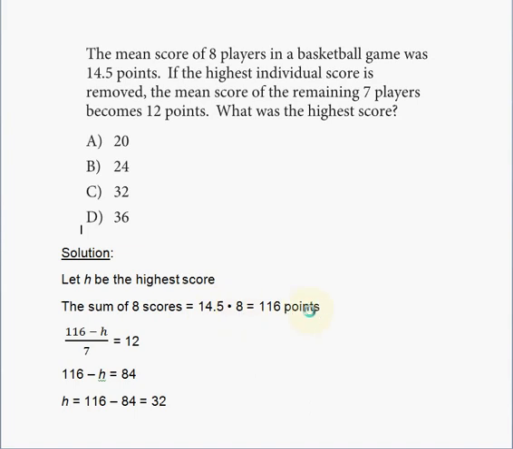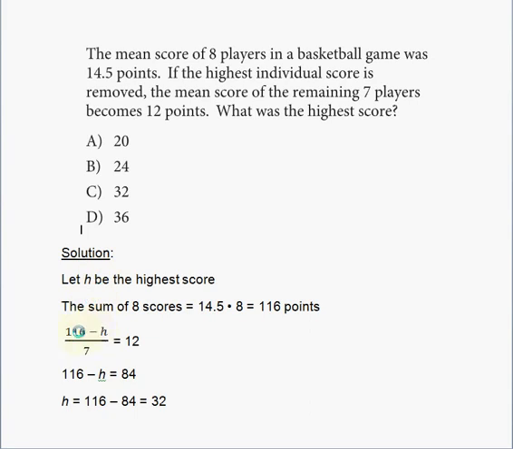This is the rule of having the mean given and the number of players or subjects that determine the mean. So the sum is going to be 14.5 times 8, 116 points. Now it says if the highest individual score is removed. So that means we're going to subtract the h, right? Because h is one of the scores and that's the highest score that we will find.